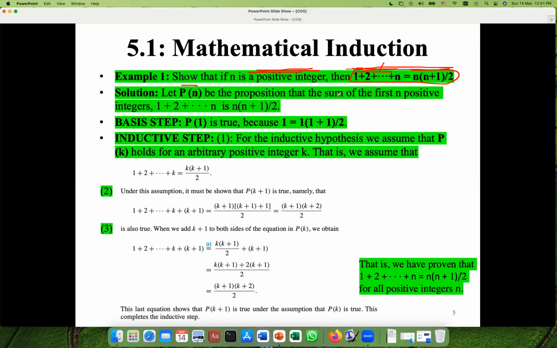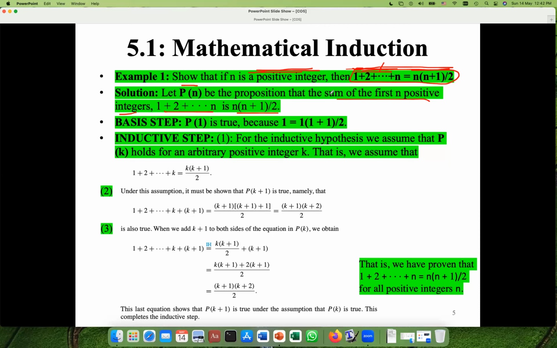And what is that proposition? That the sum of the first n positive integers, 1 plus 2 plus 3 plus 4 plus 5 plus up to n, which is 1 plus 2 plus 3 and so on, is equal to the right-hand side, n into n plus 1 divided by 2. So this is the proposition now.